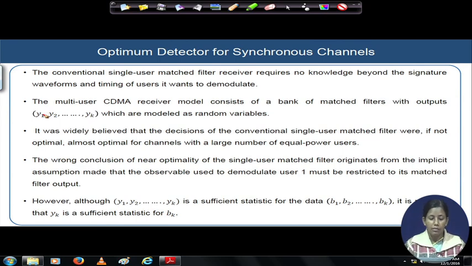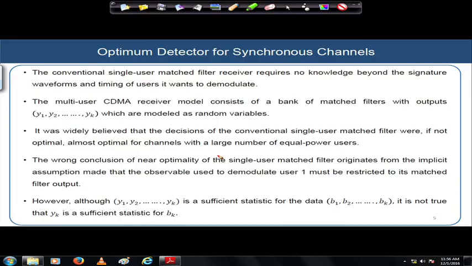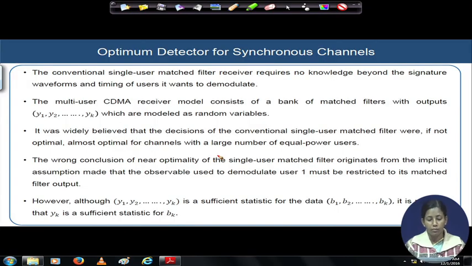And remember, in the CDMA receiver, for a long time it was widely believed that the decision of this conventional single user matched filter, if not optimal, would at least be near optimal for channels where a large number of equal power users are present. If they are equal power users and the number is very large, we can approximate the channel with a Gaussian channel, and then the single user matched filter performance would be sufficient to be close to the optimal performance.